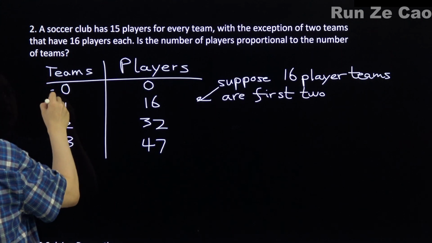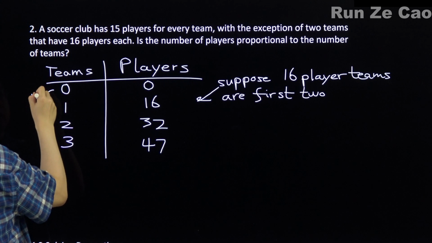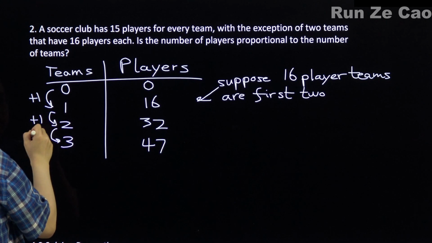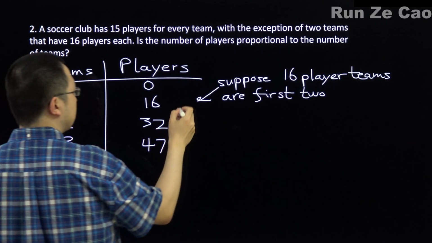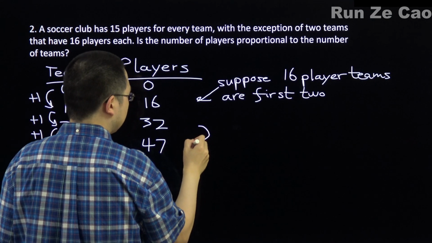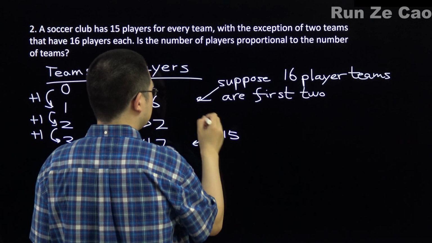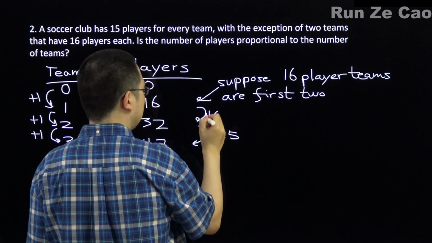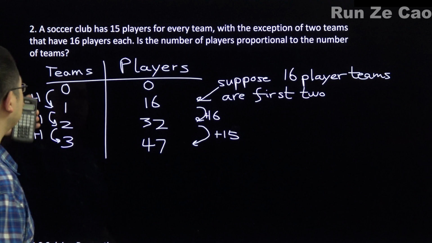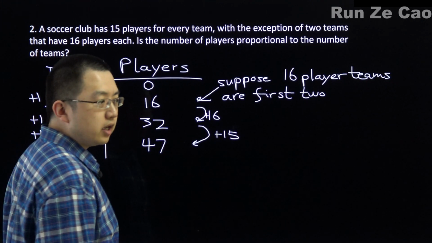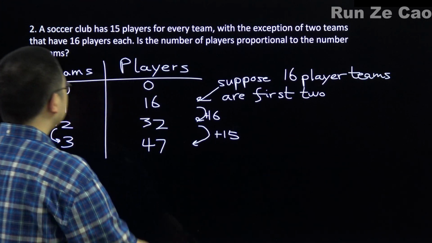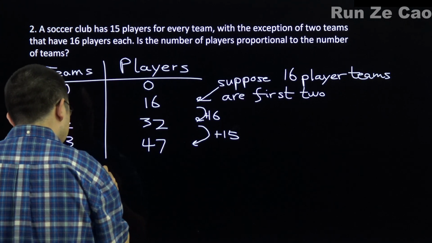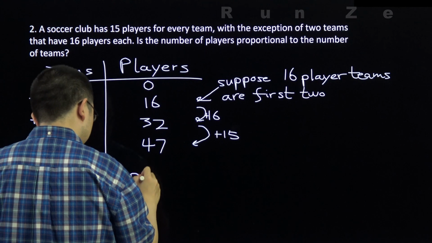Now, this side you get +1 every time. +1, +1. Whereas on this side, well, this ends up being a +15, and this is a +16. So for every change in one variable, the other one should be the same if they are proportional to each other. So not proportional.